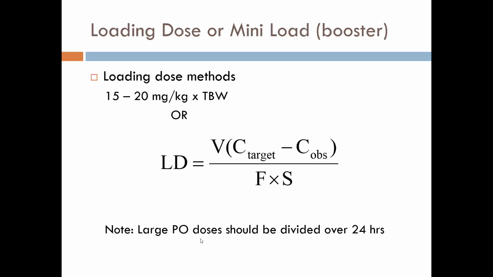Note that larger PO doses, so sometimes these loading doses are 1,000 milligrams or something, you should divide these because of stomach upset. So you divide these over probably 3 doses over a 12 or 24-hour period, so that you don't make your patient sick on top of it.